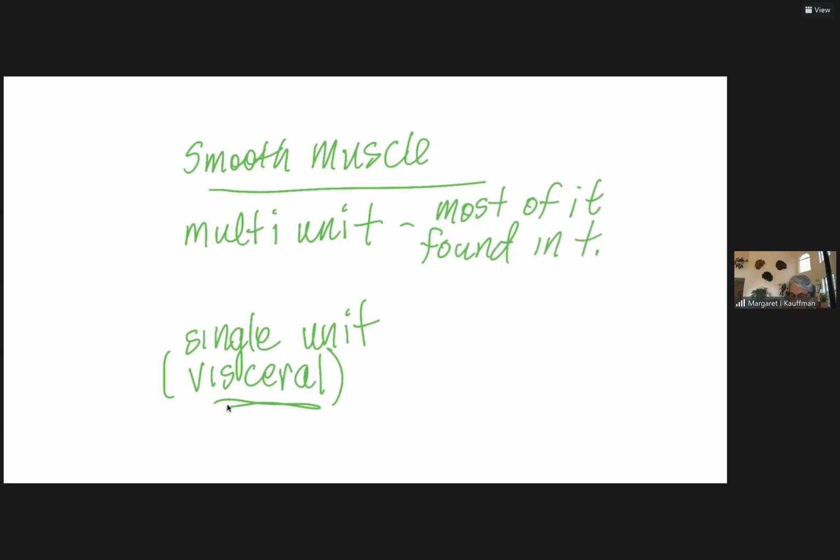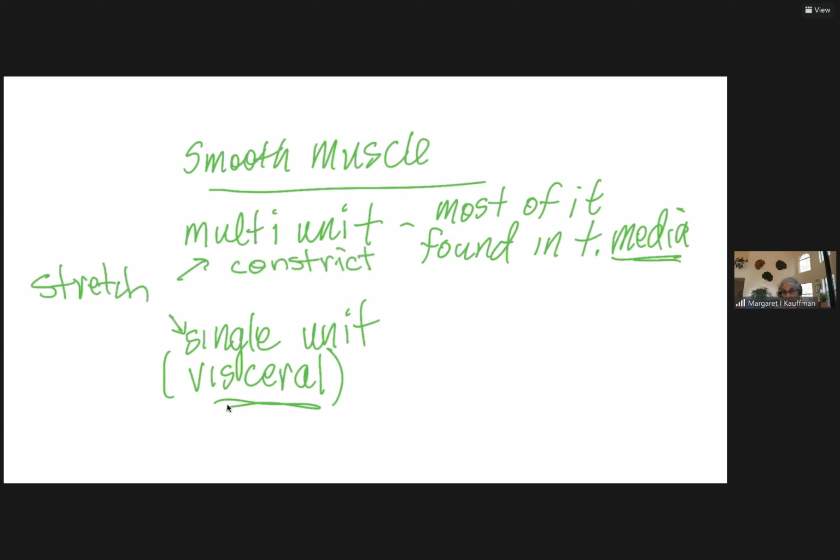And particularly the tunica media. One of the key differences between these two is their response to stretch. So when you stretch multi-unit, you don't need any neural input or anything. Stretch leads to constriction.